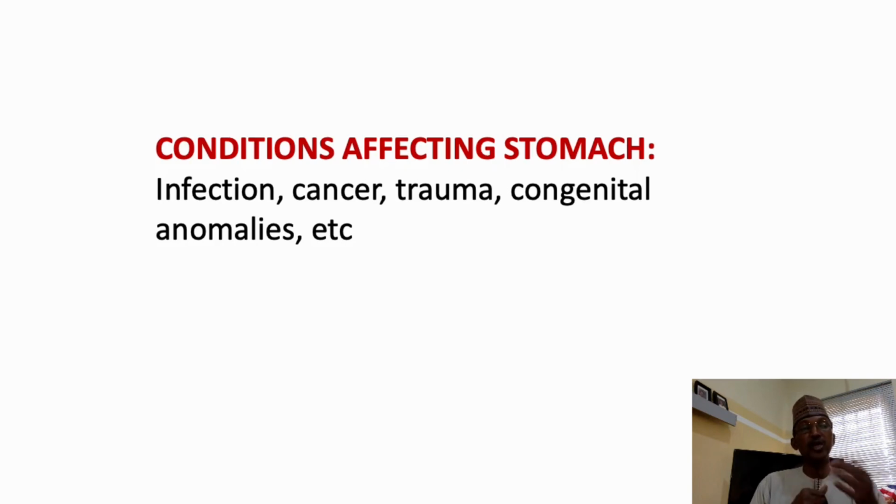So by so doing, the stomach can get ruptured, or maybe the rupture may be a very wide rupture, or maybe just a small hole as a result of maybe gunshot injury or knife injury. If that happens, that person with such kind of trauma of the stomach must be sutured by the surgeon. Congenital abnormalities can also affect the stomach.